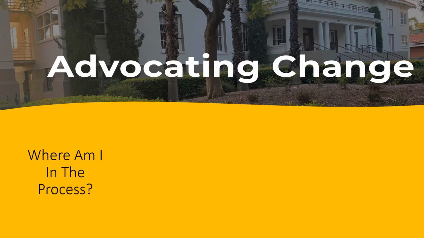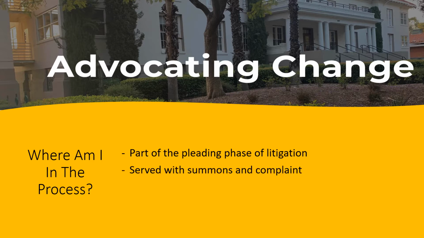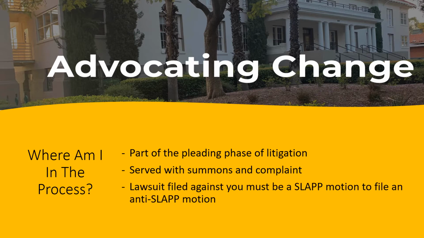Where are you in the process? An anti-SLAPP motion is a part of the pleadings phase in litigation. Before you can file an anti-SLAPP motion, a lawsuit will have been filed against you. A summons and complaint will have been served to you to inform you of this lawsuit. The lawsuit filed against you must be a SLAPP for you to be able to use the anti-SLAPP motion. The motion will be used as a way to fight back. The court will then decide whether to grant or dismiss your motion.